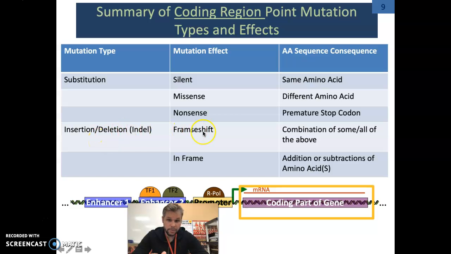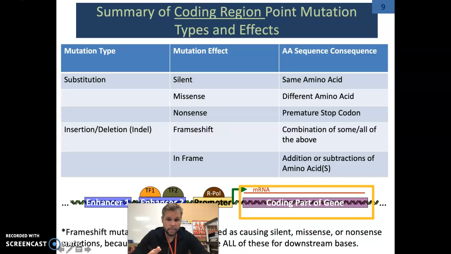And those can lead to frame shift mutations, which are some combination of all or some of the above, right? They're crazy. They wreak havoc. The other type of indel is an in-frame mutation, where we have addition or subtraction of amino acids. Okay, so there's a review of everything that we just discussed.